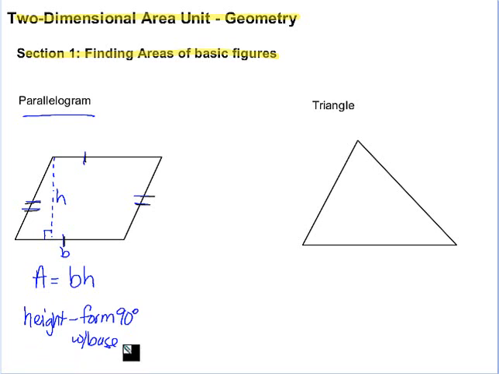For a triangle, the formula to find the area of a triangle is 1/2 base times height. Once again, the height of a triangle needs to form a 90-degree angle with the base of the triangle. In fact, all the time we talk about height in terms of finding areas, it must always form a 90-degree angle with the base or with one of the sides.